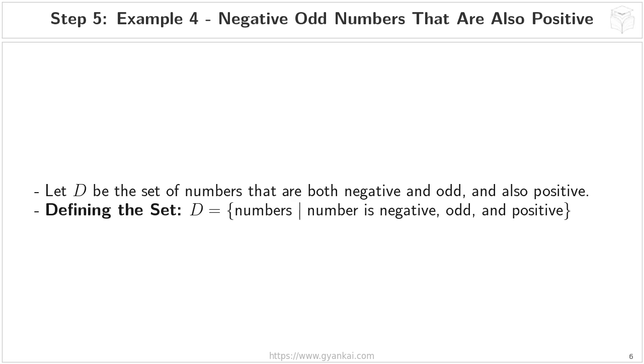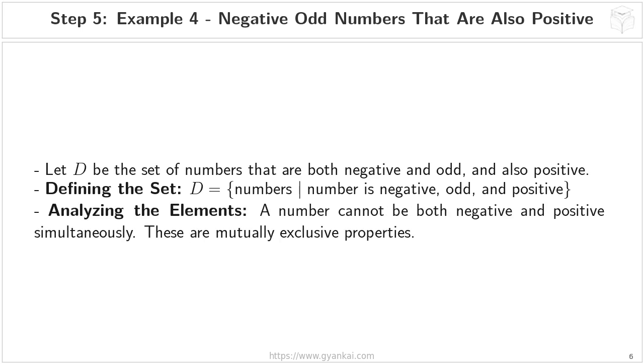Now, let's write that out formally. We have D equals the set of all numbers such that the number is negative, odd, and positive. Remember, the vertical bar means such that; it introduces the condition that defines what elements belong in the set. Let's analyze this. Think about what it means for a number to be negative versus positive. A negative number is less than 0, and a positive number is greater than 0.